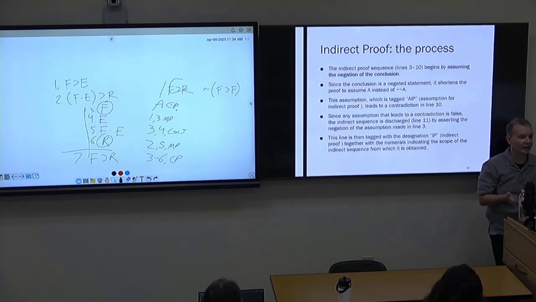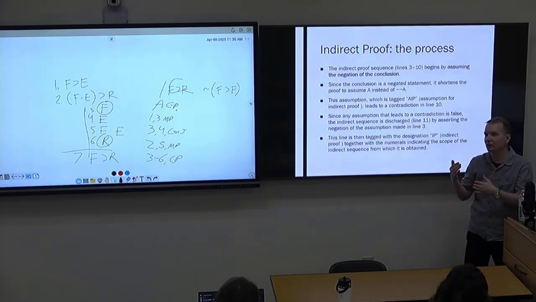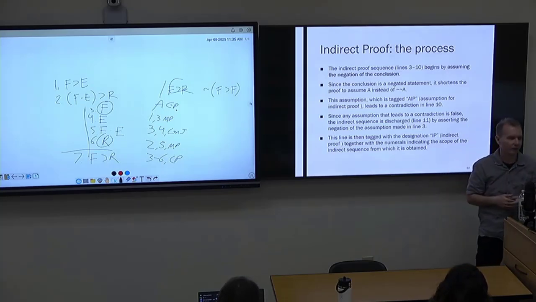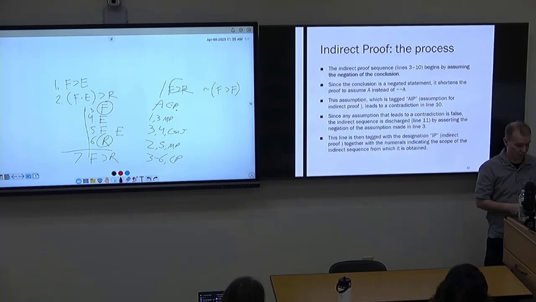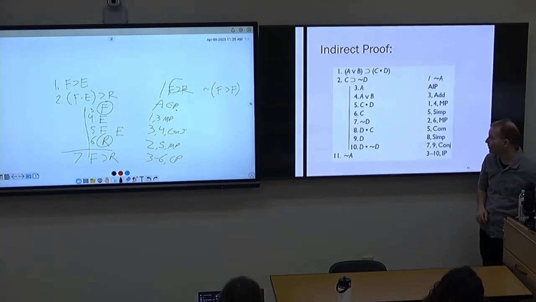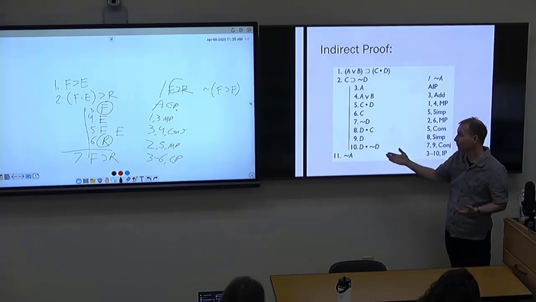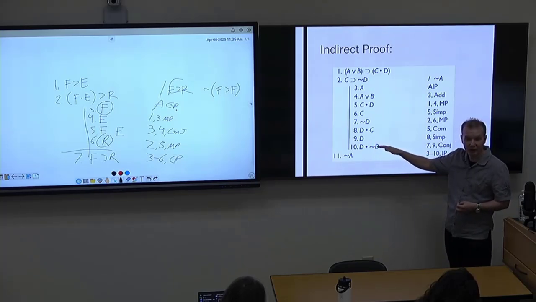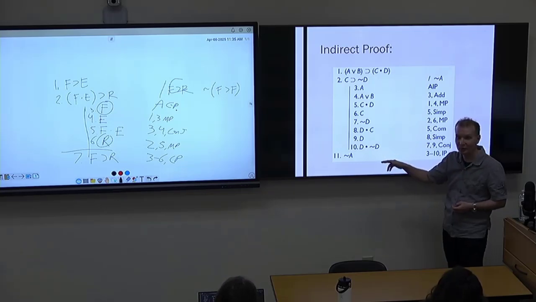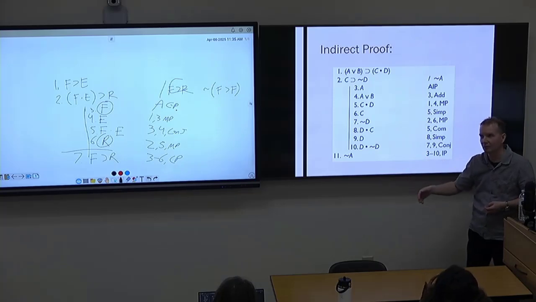Since the conclusion is a negated statement, it shortens the proof to assume A instead of not A. Although technically, if you are negating not A, you get not A negated, but this is the same thing as A. You write AIP. Since the assumption that leads to a contradiction is false, the indirect sequence is discharged on line 11, right? So this is a contradiction. Remember the contradictions when we talked about them. So if you do a truth table, what are you going to get for D and not D? False everywhere. It will be false. Well, in this case, there's just one letter, so it's just false.